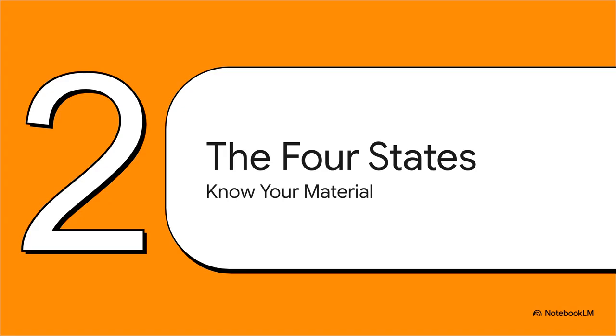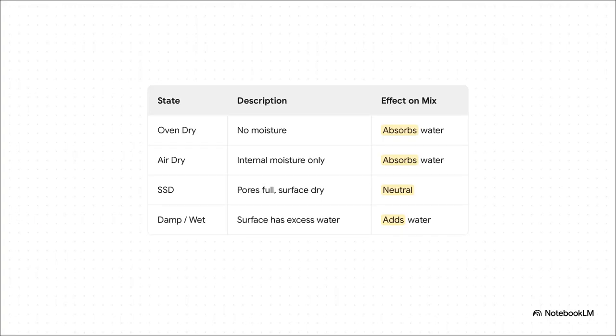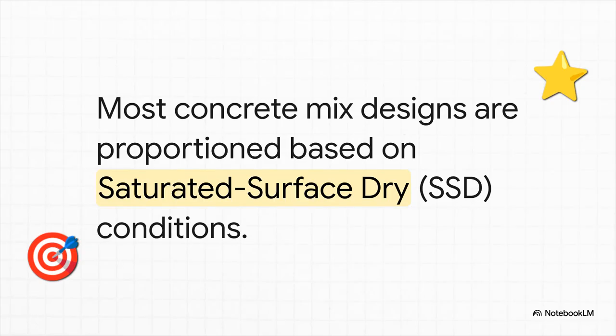All right, so to really understand how to fix this, you first need to know the 4 distinct moisture states of an aggregate. You've got to be able to identify these to do your job right. So here they are, the 4 conditions you're going to see out there. On one end of the spectrum, you have oven-dry aggregate, which is so thirsty it'll actually steal water from your mix. And on the complete other end, you have damp or wet aggregate, which of course adds extra water to the mix. Getting a handle on these 4 states is the essential first step before you can even think about doing any math.